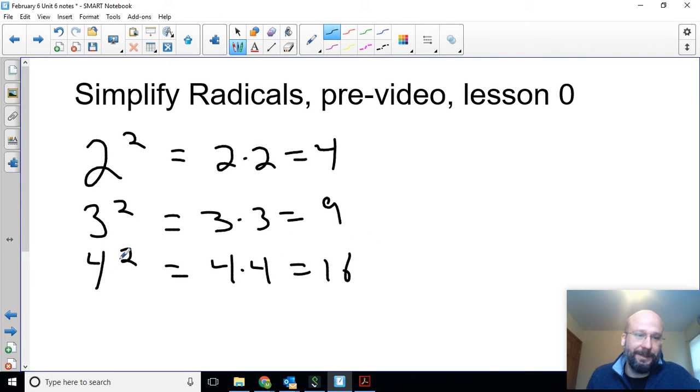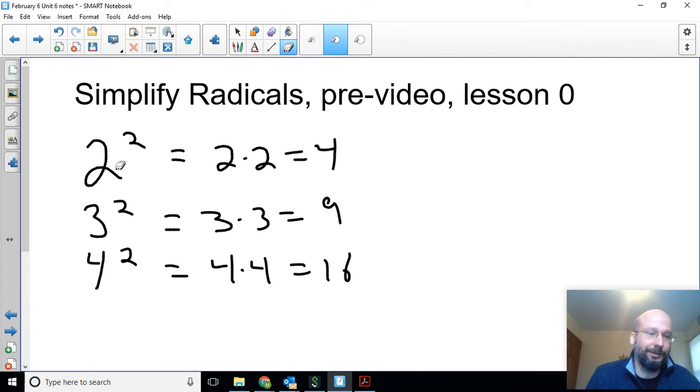The square, this is the base, right? It just means you multiply the same thing twice, right? Multiply it 2 times. If it was 2 to the third, you would multiply it 3 times. 2 times 2 times 2. This is squares, so you're multiplying it twice. So 3 times 3 is 9, 4 times 4 is 16, and so forth and so on.